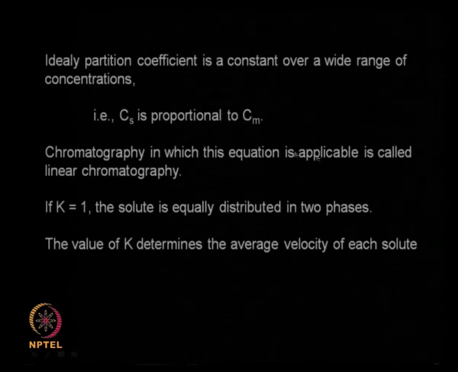If Cs is directly proportional to Cm, of course we call it linear chromatography, and if K is equal to 1, that means the solute is equally distributed between the mobile and the stationary phase. The value of K determines the speed at which the protein travels from the inlet to the outlet. If K is very large, the protein is slowed down or retarded by the stationary phase, so it travels very slowly. If the protein is to travel faster, then the partition coefficient has to be smaller.